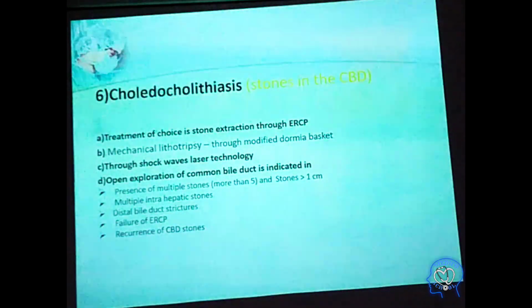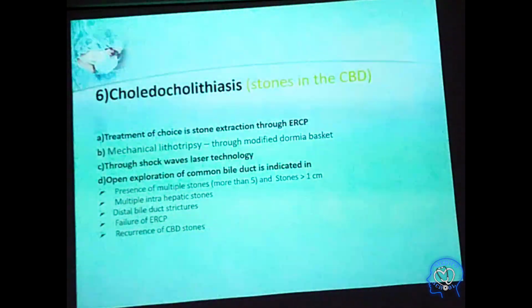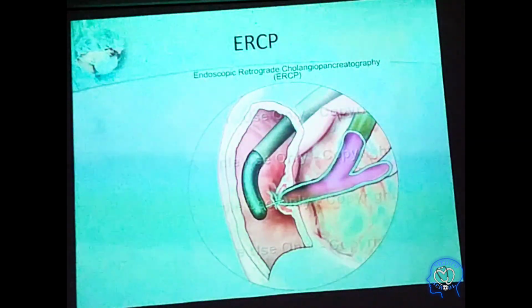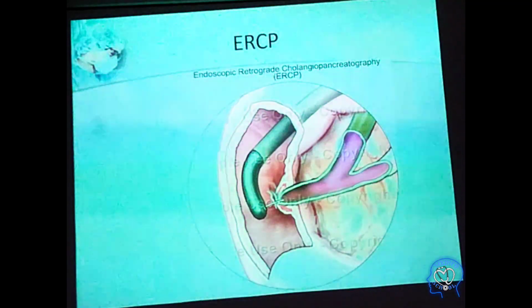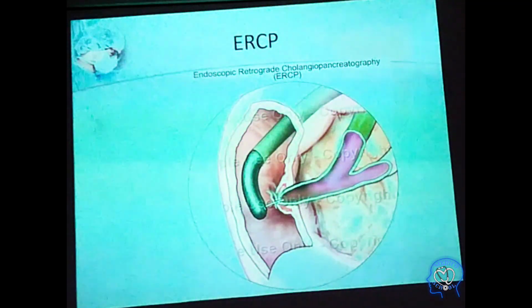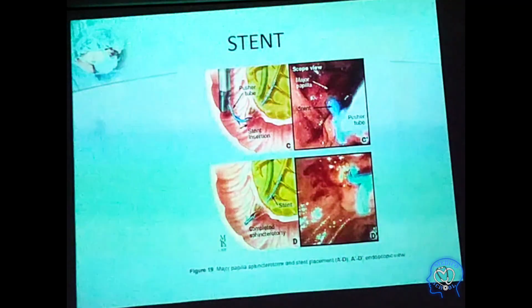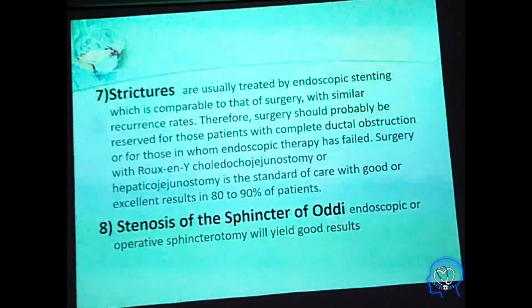Choledocholithiasis is a simple thing where stones are present in the CBD. We can do ERCP and stenting, and later on we can proceed with further management. This is the image of ERCP, showing how the ampulla is cannulated and we can go there. This picture is telling about how we can cannulate and do stent placement over there.